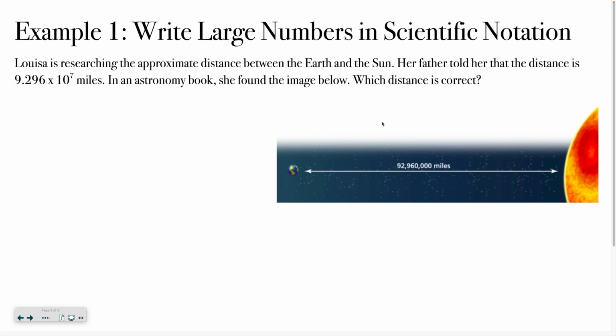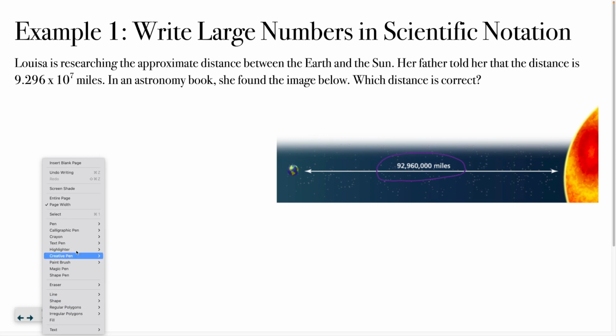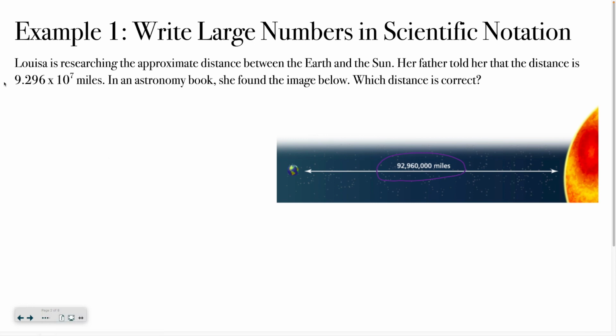Louisa is researching the approximate distance between the Earth and the Sun. Her father told her that the distance is 9.296 times 10 to the 7th miles. In an astronomy book, she found the image below. Which distance is correct? Going from the Earth to the Sun, her textbook says 92,960,000 miles. And her dad gave us a number in scientific notation.